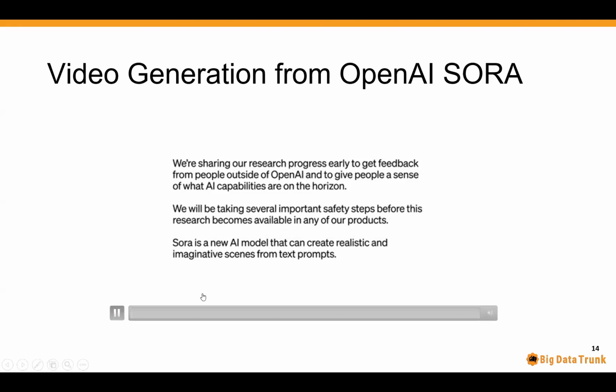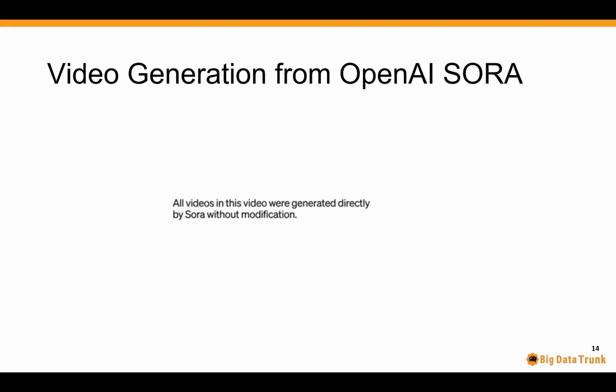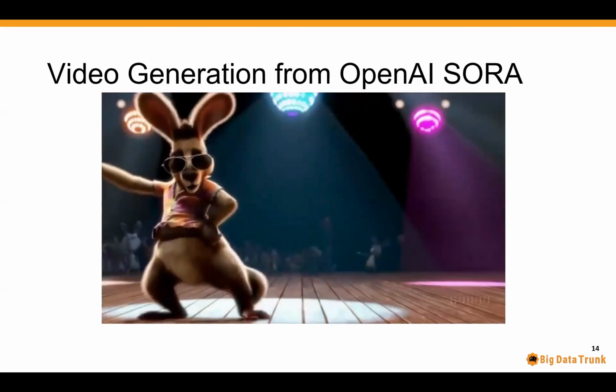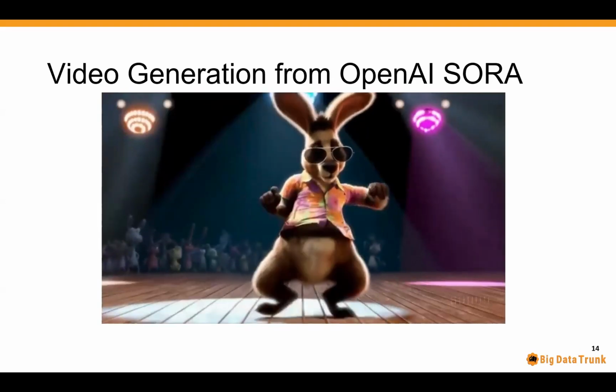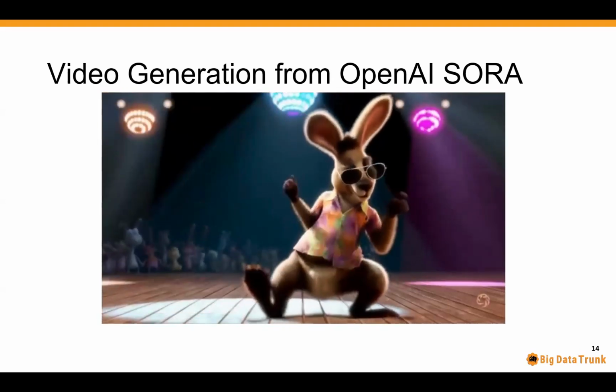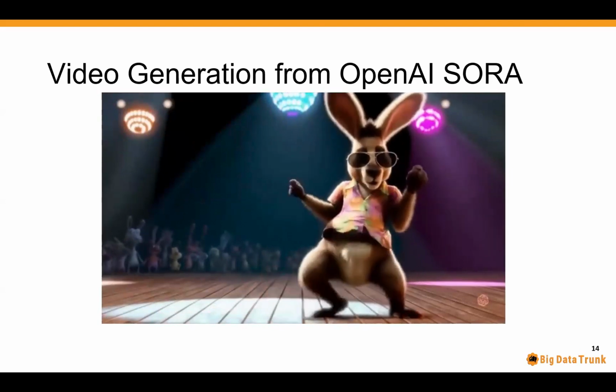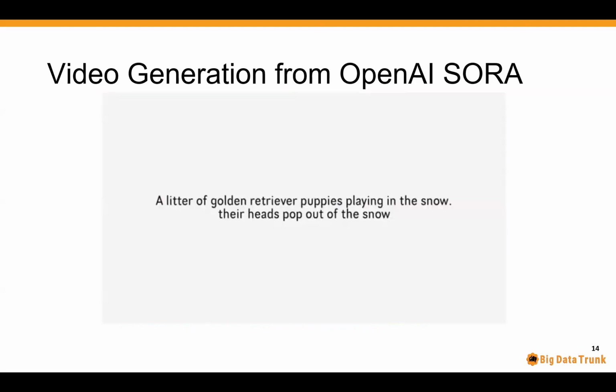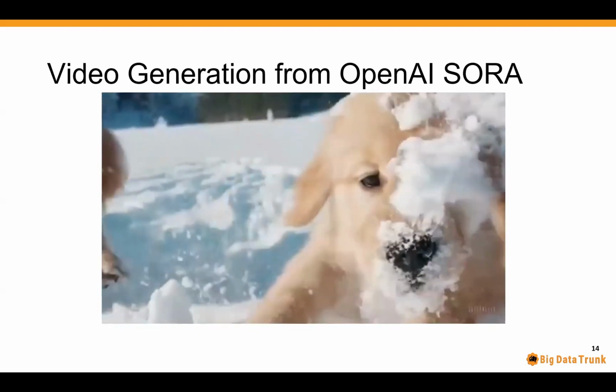So you put in a text prompt and then this tool builds you really small video snippets based on your text prompt. For example, this is a cartoon kangaroo. And you do not have to give any kind of image prompts. You don't have to give it any other added assistance, just your text prompt is sufficient. So this is a litter of puppies that are playing in snow.